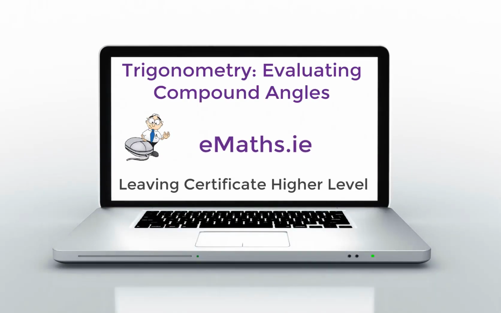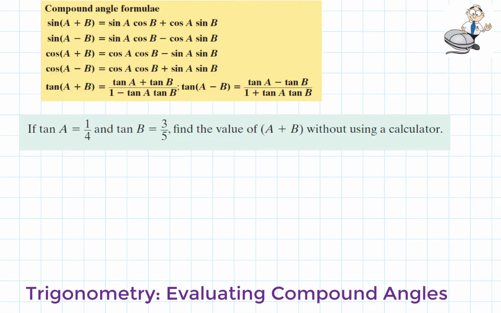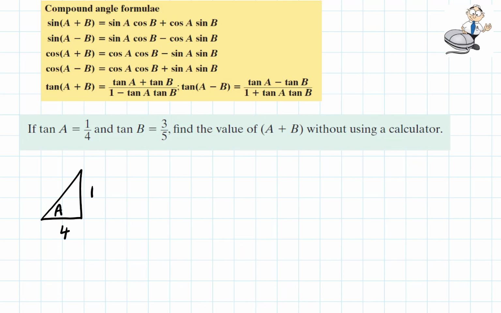This is a Leaving Cert higher level trigonometry video evaluating compound angles. So we want to find the value of A plus B given that tan A is 1 over 4. We could draw a triangle to represent this. The opposite is 1 and the adjacent is 4. Using Pythagoras, we can see that the hypotenuse is root 17.